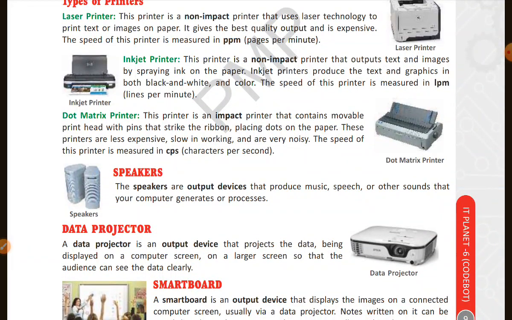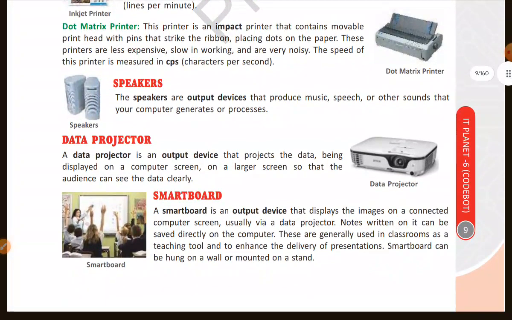Speakers, as you might all know, are the device that produces output in the form of sound. Our next output device is the data projector. The data projector is an output device that projects the data being displayed on the computer screen on a large screen so that the audience can see the data clearly.